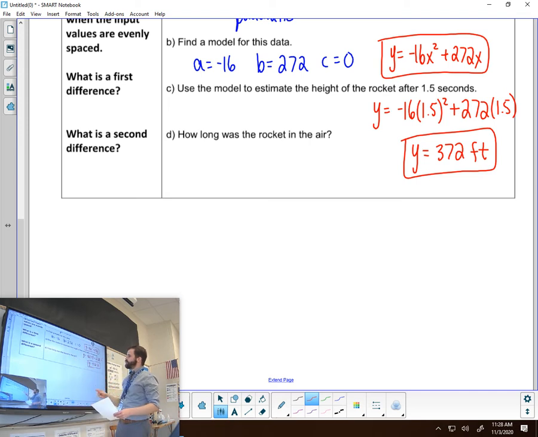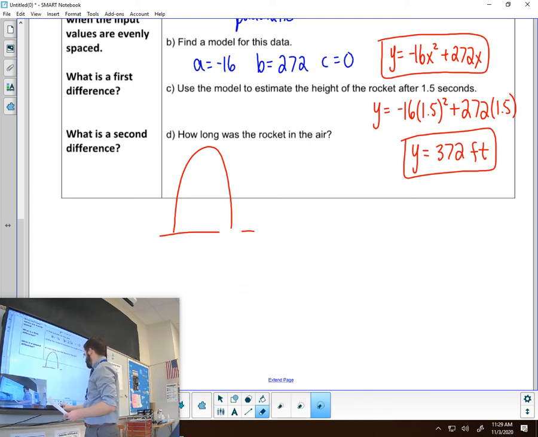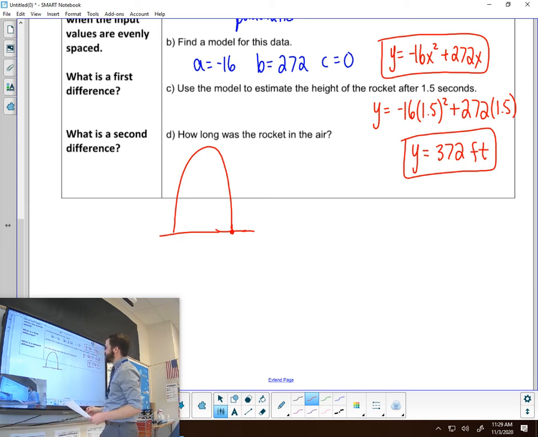Okay, our last question here. How long was the rocket in the air? So remember, we're looking at our graph. We shoot our rocket up, and it comes back down. We're trying to figure out where it's at whenever it hits. How long does it take to go all the way here to here? And so we're trying to figure out that point. Remember, that's the x-intercept. To find the x-intercept, we're going to take 0, because at 0 feet is how long it's going to be in the air. So we're going to plug in 0 for y.